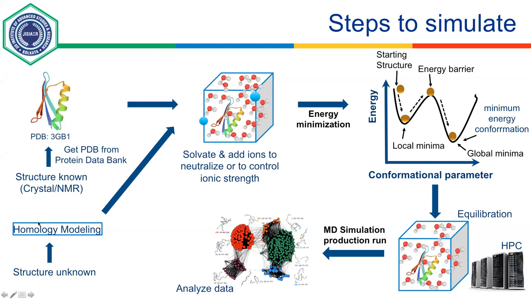Some of them, however, do not have any deposited structure, but we know the sequence. In this case, we use homology modeling, where we look for other sequence-alike proteins with known structures. That means there should be other proteins with known structures with similar sequence, at least partly, if not fully. Homology modeling aligns all sequences, and from the known templates of the structures, homology modeling assigns the unknown protein a structure. For both of these two cases, what we do is solvate the protein in a water box.